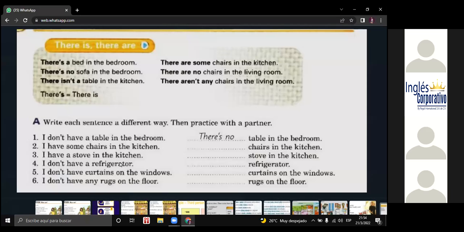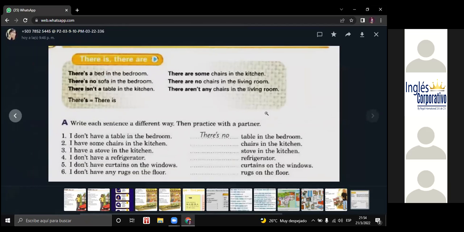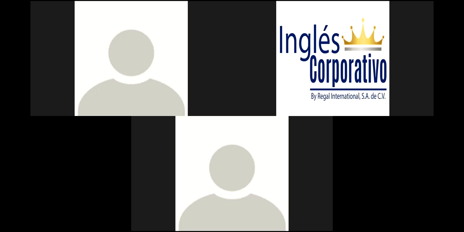Okay. Don't have, or I have. Con el, there's not. Porque mira, ahí dice, I don't have a table in the bedroom. Y ahí solo sustituyó el I don't have, mira. Por there's not table. Yo creo que ya se nos va a ir acabando el tiempo, pero igual intentemos hacer una. There are, para mí sería there are some. ¿En la cual? ¿En la primera? En la segunda. La primera ya está contestada, la segunda. There are some. Mencionamos otra vez, some. Ajá. Y la tercera, tengo una estufa en la cocina. Ahí sí es una.